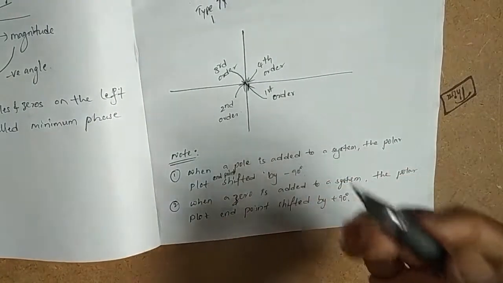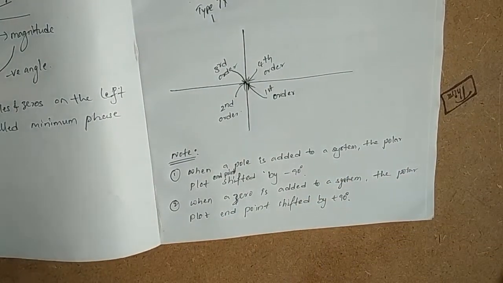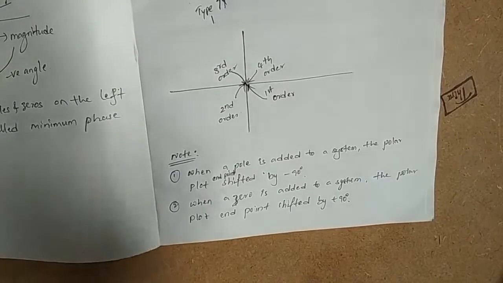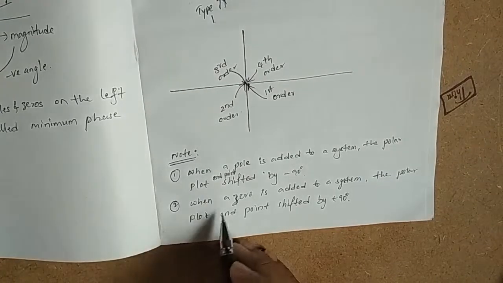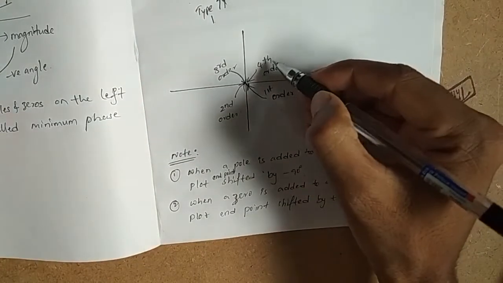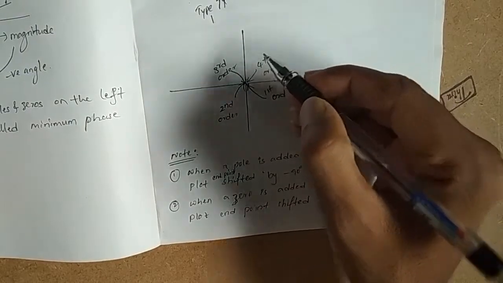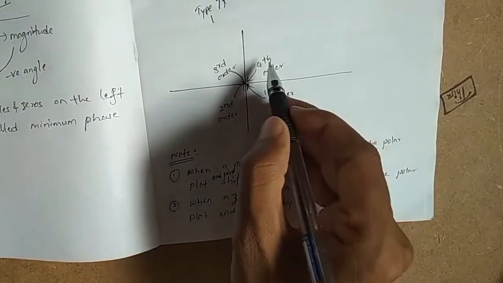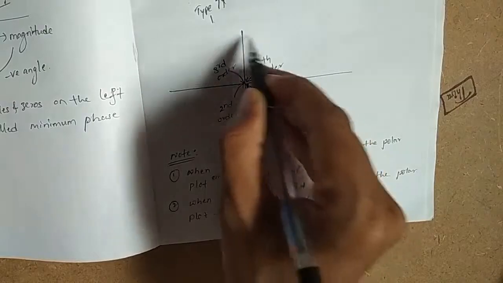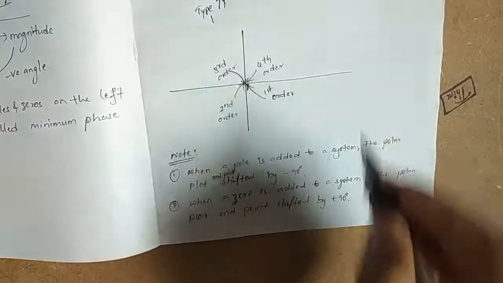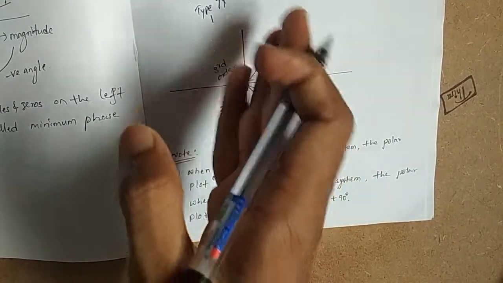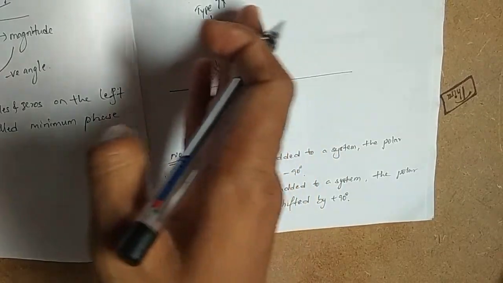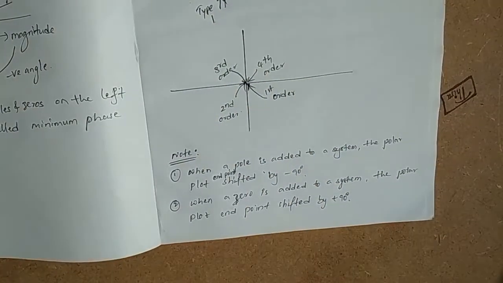If a zero is added, it is in the numerator, so the order decreases. If a zero is added, a fourth order system becomes a third order system. Then the end point shifts by +90 degrees, that is in the anti-clockwise direction.